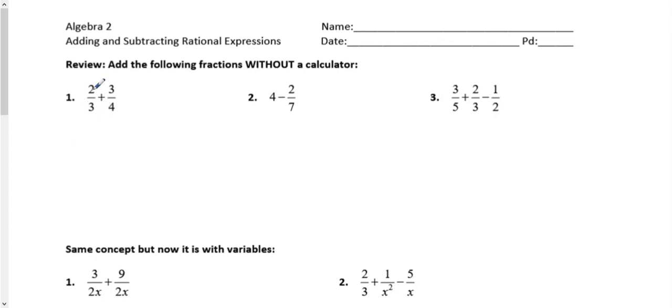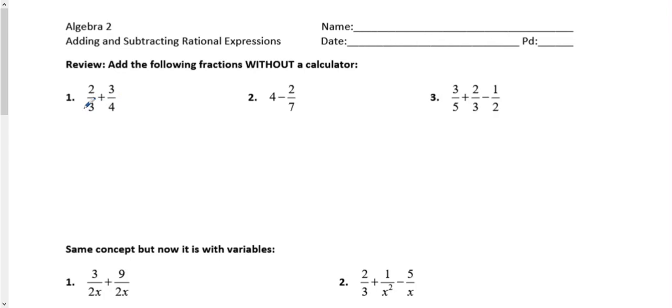So if I look at number 1, I have 2/3 plus 3/4. I can't turn a 3 into a 4, and I can't turn a 4 into a 3. So what I have to do is multiply it by a certain number that they each share. The easiest way to do that is to multiply both of them together. So 4 times 3 is 12.